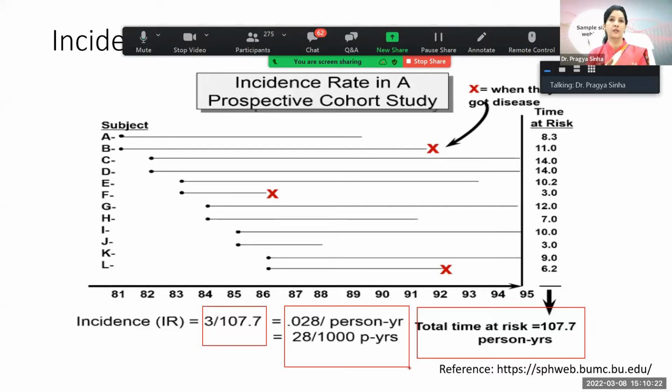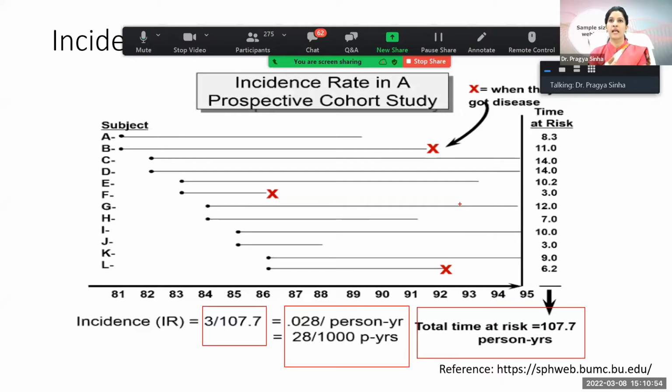Now, if you have to calculate the absolute risk, what will you say? The absolute risk is based on the total number of events. The events that happened were 3, out of 12 people. So it will be 3 divided by 12 into 100. That will be the calculation of absolute risk. So this is how in a cohort study, we calculate the incident rate and we calculate the absolute risk.